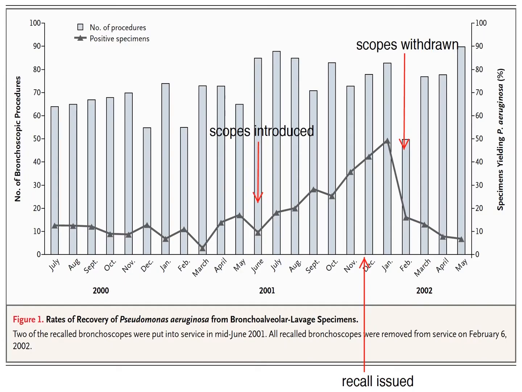In this example, the authors report an outbreak of Pseudomonas infections following the introduction of new flexible bronchoscopes in June of 2001, resulting in a recall of the scopes in December of that year and a withdrawal of the scopes in February of 2002, as shown by the three red arrows.